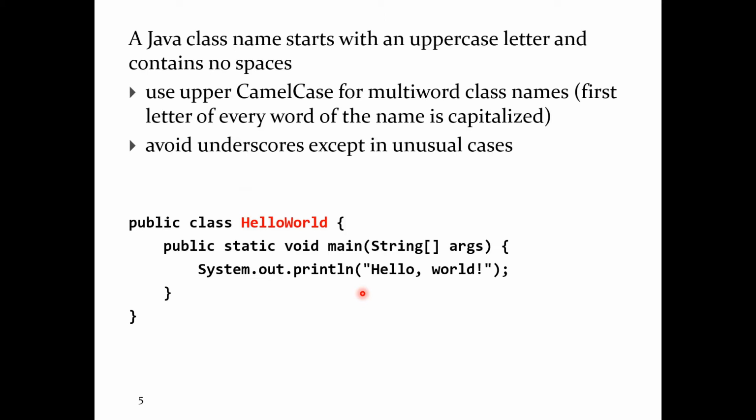Okay, so you can see that in this little program, there's actually quite a lot that's different than Python. So we made a class called Hello World, right? So in Java, a class name should always start with an uppercase letter. It's not allowed to have any spaces, and you should use what's called upper camelCase for a multi-word class name, right? So if you have a class name that's made up of multiple words, then each word should begin with a capital letter. You're allowed to use underscores in a class name, but you should generally avoid it unless you have some unusual sequence of characters that makes camelCase awkward to use.